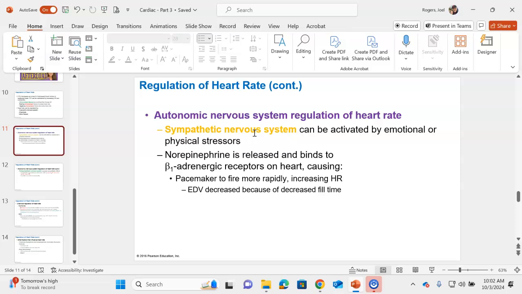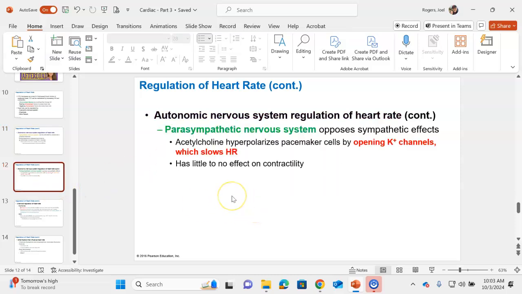So anything stressful, anything that mimics sympathetic stimulation, whether it's an actual increase in neurological stimulation, or any sort of medication that mimics sympathetic stimulation, it will make the heart rate go up because of facilitating more calcium entering the SA node cells, again, causing them to fire or depolarize more rapidly.